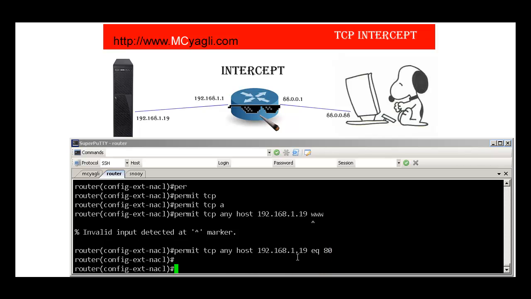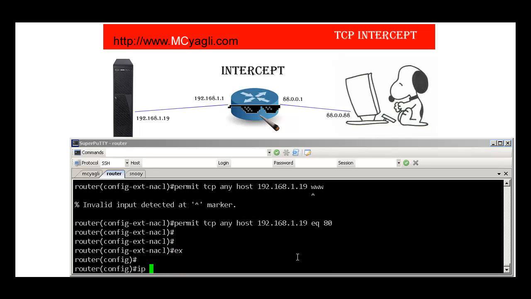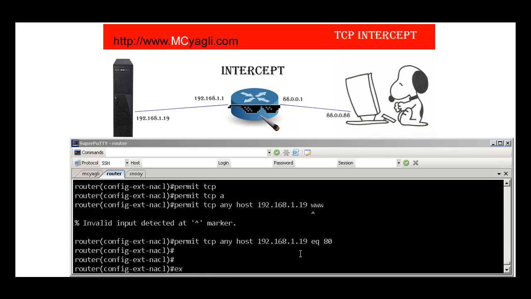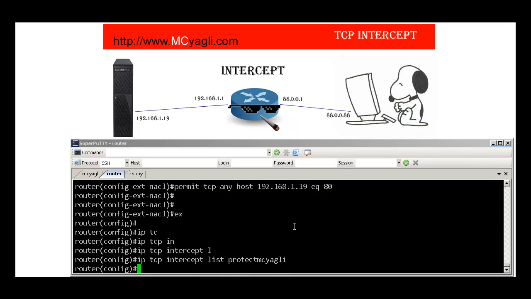Yes, I have created an ACL and I have to apply it to TCP Intercept. ip tcp intercept list. My ACL was this one. That's it. I'm done. This is step 2.